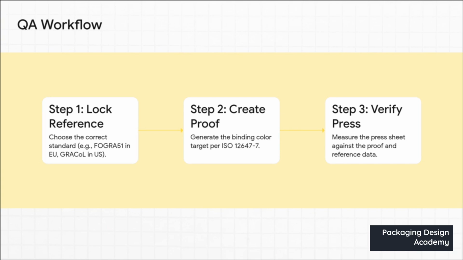Step 1. You lock in your reference standard. This usually depends on where you are in the world. FOGRA in Europe, GRACoL in the US. Step 2. You create that binding contract proof based on that standard. And then step 3. You verify the final print run against both the proof and that original reference data, using your instruments. That's it. Simple, logical, and powerful.